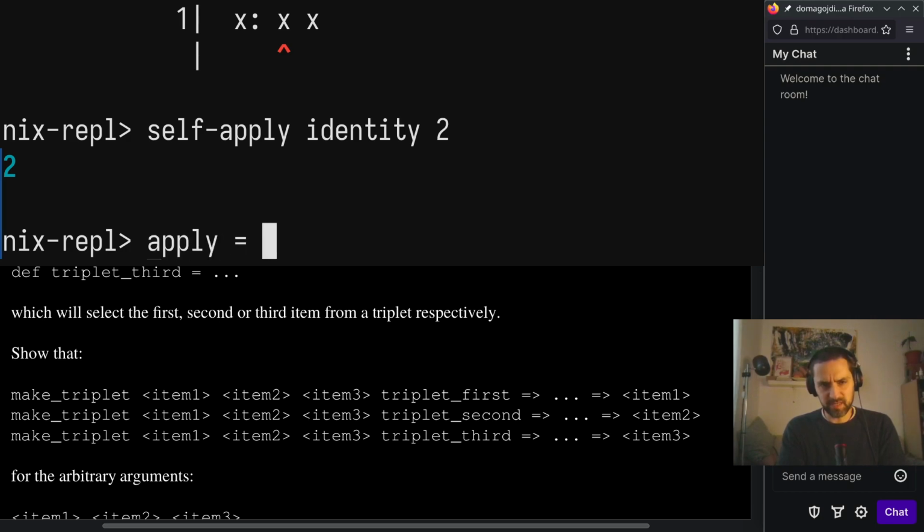Then we did the apply. Let's define the apply. So apply just applies something. It's similar to self-apply, only the things are not the same. So we have a lambda A, and when you have more lambdas in the body, you can do lambda A, lambda B, and the apply takes A and takes B and applies A to B. So it's very, very simple. It's just very abstract, right?